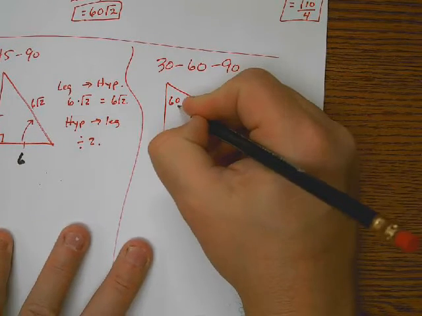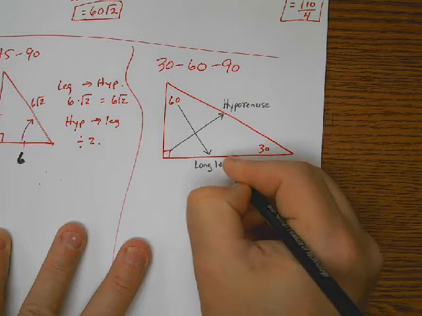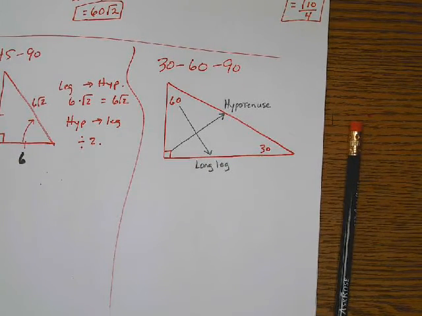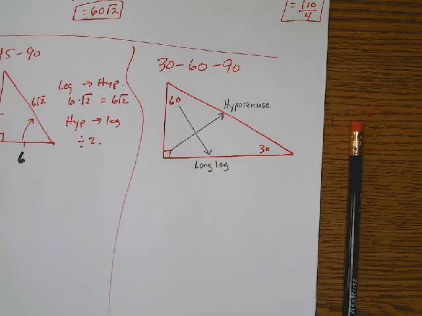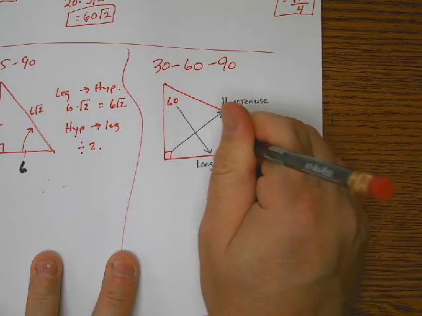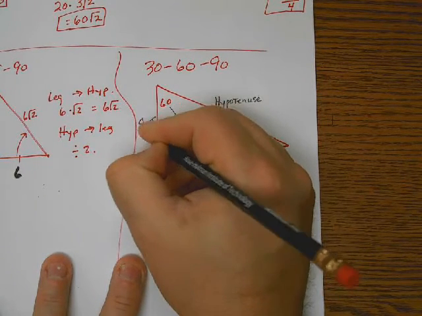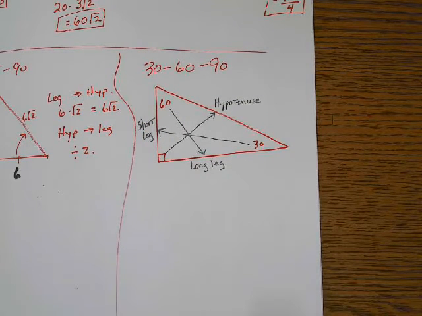Okay, if this is 60 degrees, then we've got a fancy name for this one. The long leg. It's the longer leg, because it's across from the larger angle. There's no fancy name for it. That's it. Long leg. Yeah, I know. We get real creative here in geometry. If this is across from the 30-degree angle, guess what this one's called? The short leg. Really simple. So we got long leg and short leg and hypotenuse. Which one's the long leg? Across from the 60 degrees. Which one's the short leg? Across from the 30 degrees.